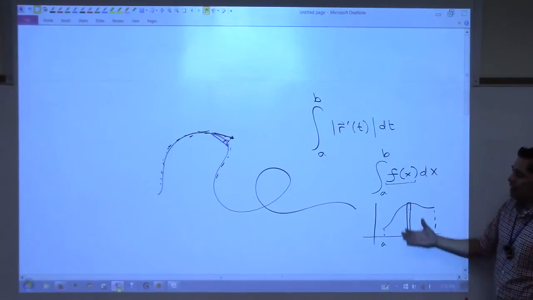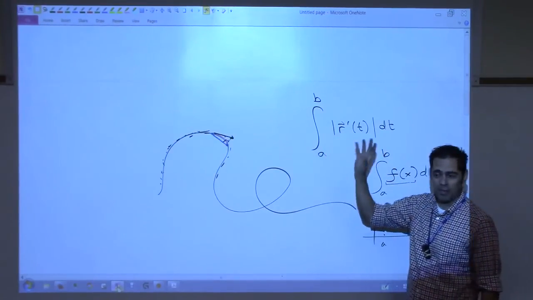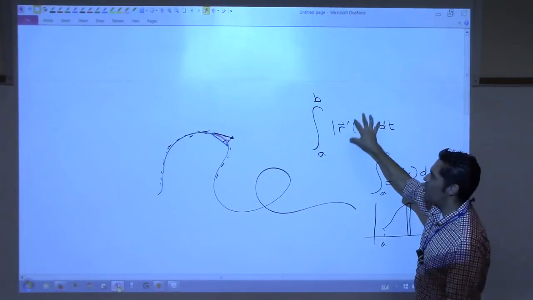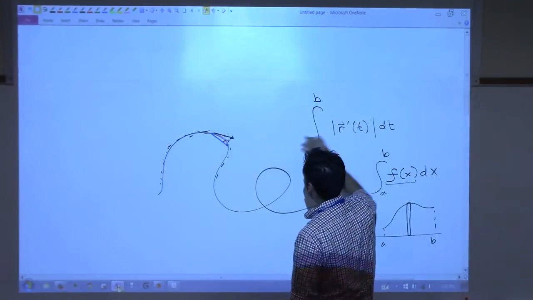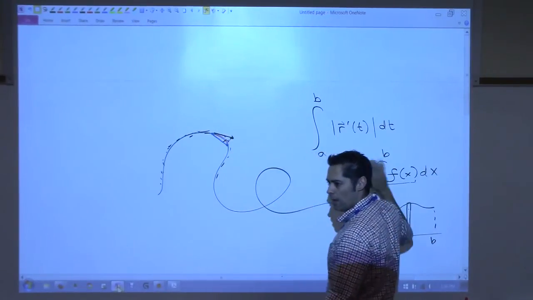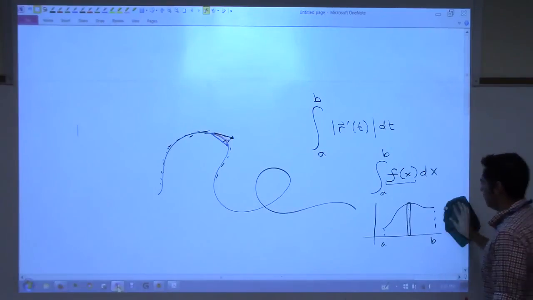If you don't have that connection, then this, what I set up here, is going to seem like complete, like, what are you talking about? That's all this is doing. This is adding up arc lengths. It's adding up little derivative tangents the whole way around. Okay.